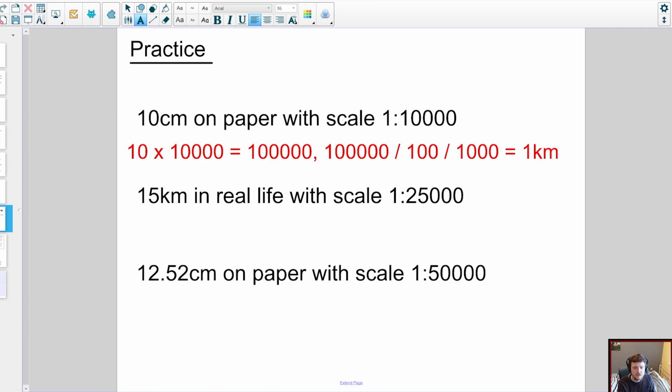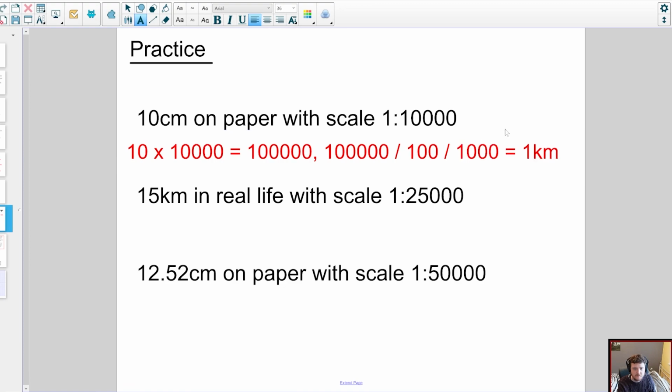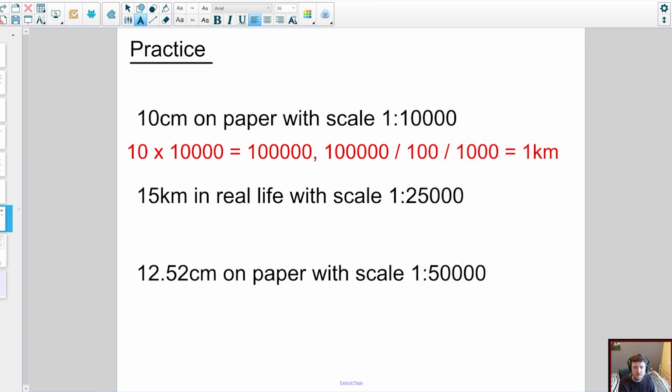What I've done is divided by 100 to get meters, then divided that by 1,000 to get kilometers. And so if I do it on my calculator just to show you, 100,000 divided by 100 divided by 1,000 gets me to 1 kilometer.